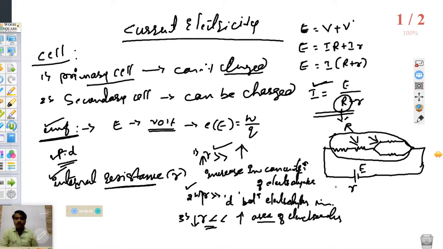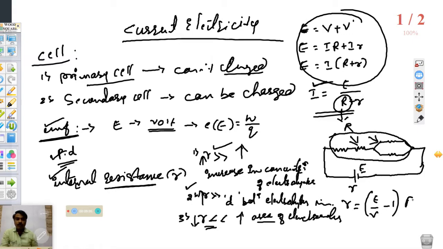And if only internal resistance is to be calculated, with respect to this equation, then we can write r equals (E divided by V minus 1) times R. It is the equation to calculate the internal resistance.